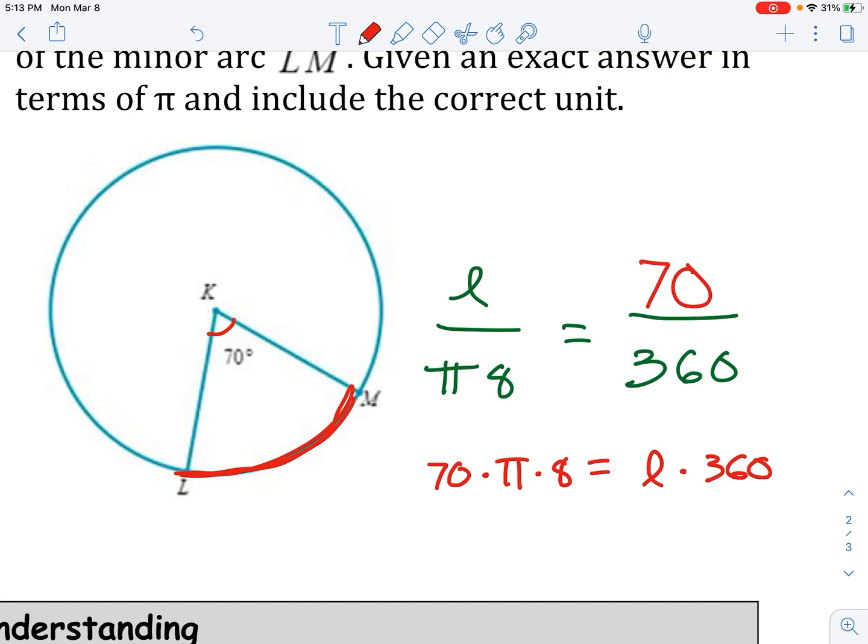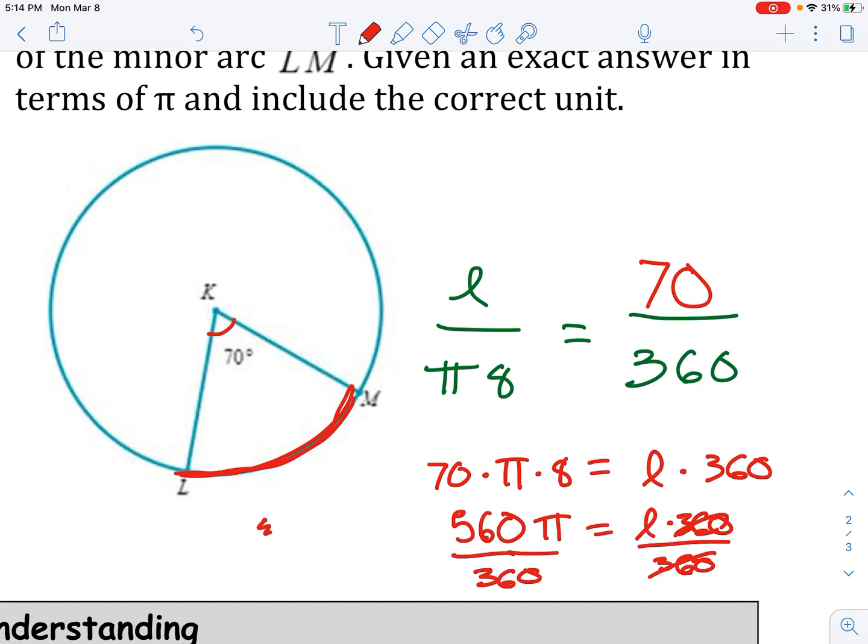70 times 8 is 560. Times pi, I'm just going to leave that pi there. And then L times 360, I'm going to divide both sides by 360. And that's going to be another fraction that I'm going to have to leave you with. So do the 560 divided by 360. You'll get your fraction. Or if you have time, you can simplify it by hand as well. But, yeah, that's going to be some fraction, something over something, and then your pi can go with it, and that's going to be L. Sorry I didn't have that ready for you guys.